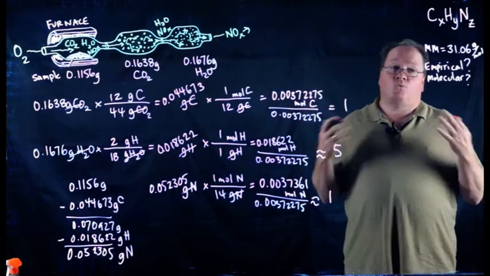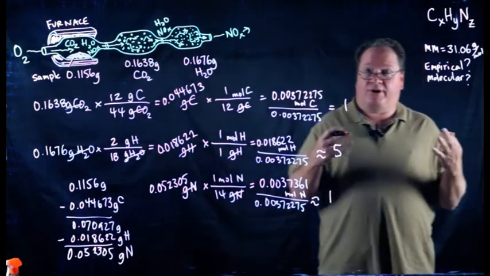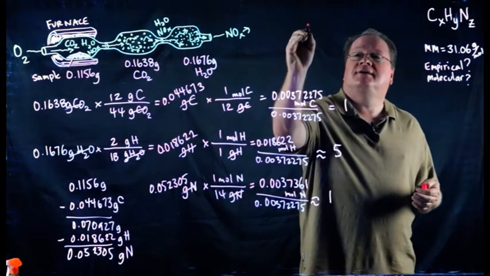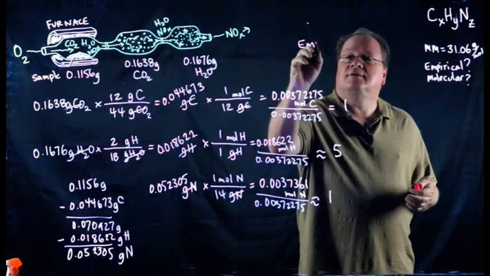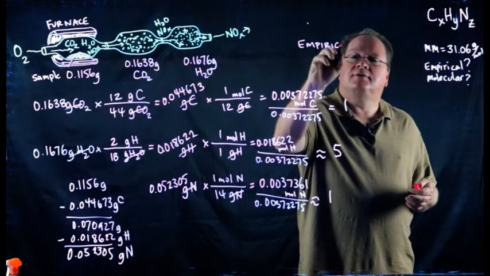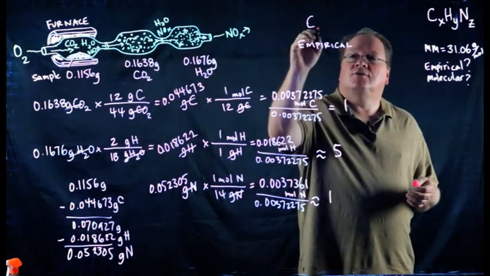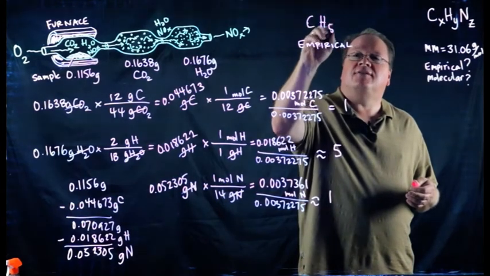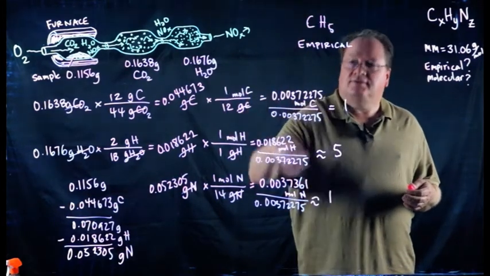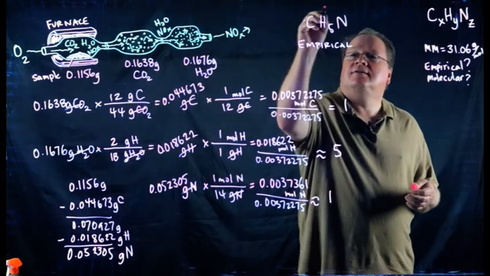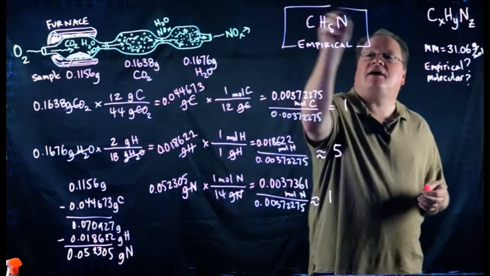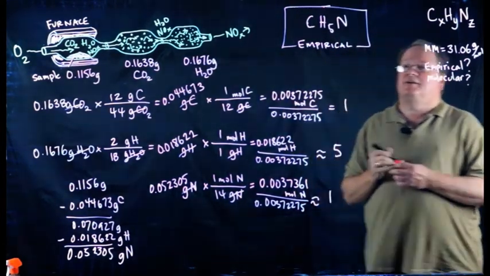So we have an empirical formula now. Our empirical formula is going to be CH5N. All right, that is our empirical formula here.